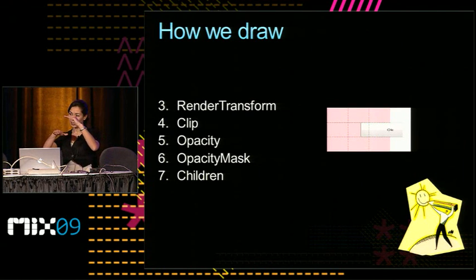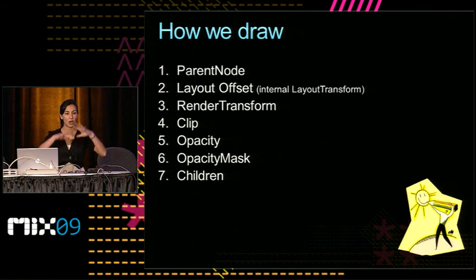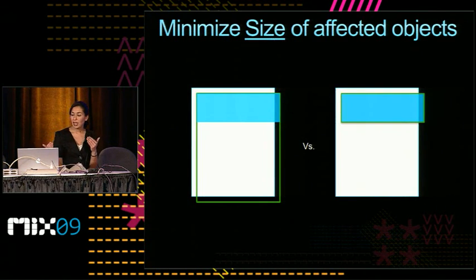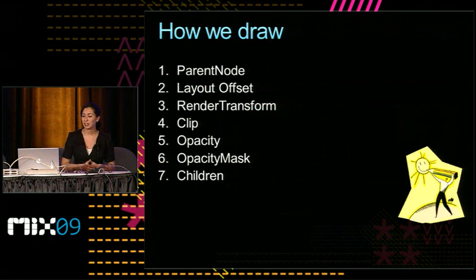That means that you might actually be spending blending cost on something that's not even viewed. We apply the layout offset, and then all the parent properties. This is how we draw. This is the order in which WPF draws as well, for rendering parity. And so, again, minimize the size of affected objects. And I'll get into this in the perf talk tomorrow. Well, we'll skip that for here.